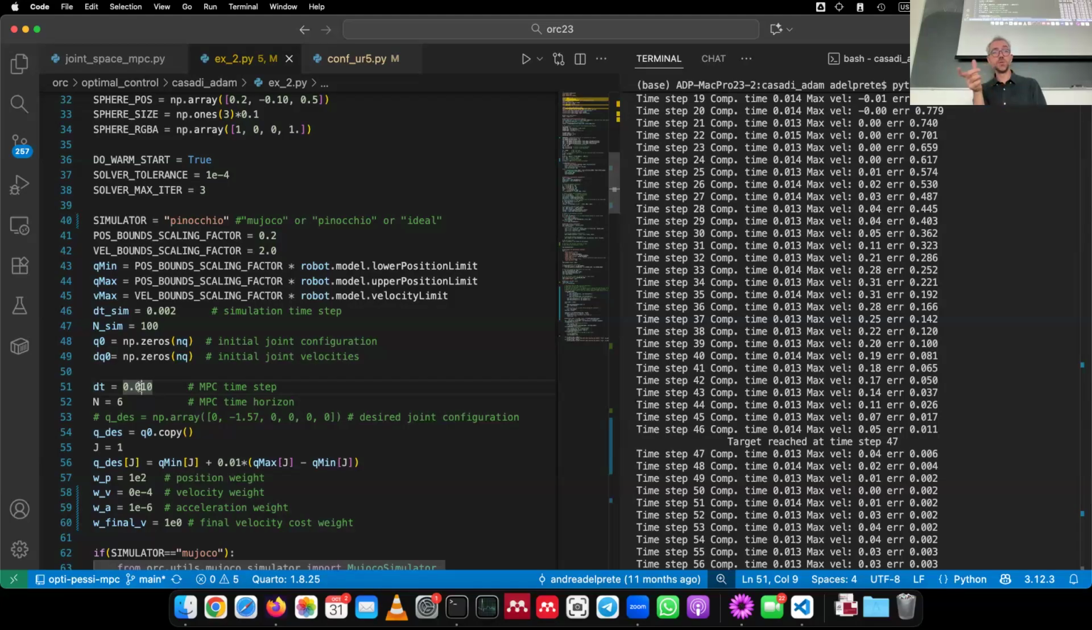So now if you make the time step, I don't know, 0.1, then it means that your control inputs are allowed to change only every 0.1 seconds, which is very sparse. So everything is connected, and you need to be aware of all the connections to be able to tune your controller properly for your application.